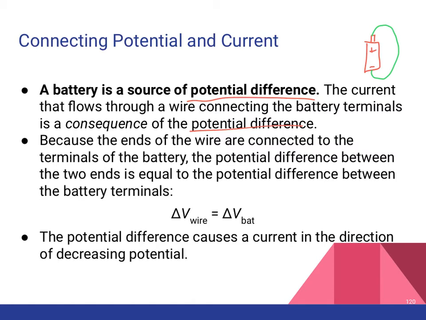So this battery, a regular battery, is 1.5 volts. So at the bottom, I have 0 volts. At the top, I have 1.5 volts because that's the strength of the battery. So then, as the current flows through the wire, it has to have a voltage drop of 1.5 volts because it's going from an electric potential of 1.5 to an electric potential of 0. The potential difference causes a current to flow in the direction of decreasing potential. So it goes from 1.5 to 0.